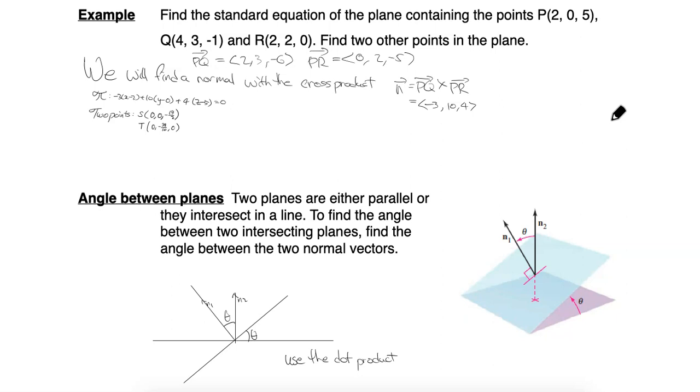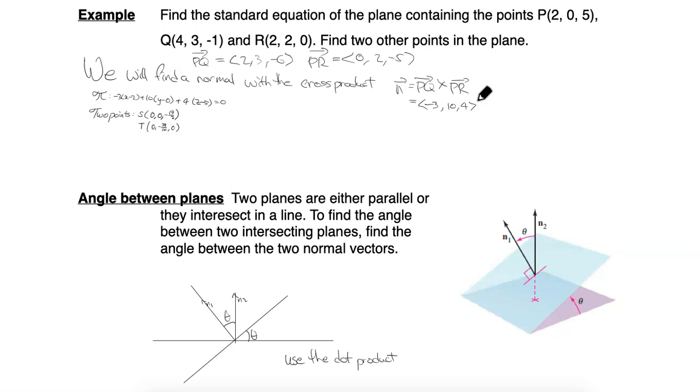And to do that, we will, of course, use the cross product. This is really essential. The cross product is essentially used to find perpendicular vectors in space. So PQ and PR are one option we have to find two vectors in the plane, 2, 3, negative 6, 0, 2, negative 5. So the normal vector is going to be PQ cross PR, or it could be PR cross PQ. You would just get different signs. But in any case, here we get n equals negative 3, 10, 4.